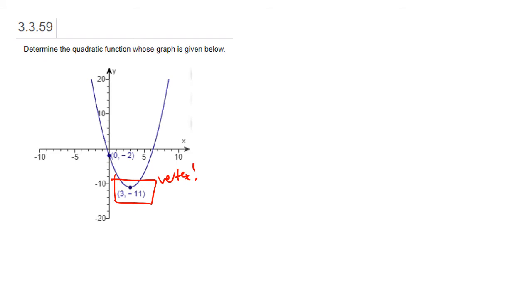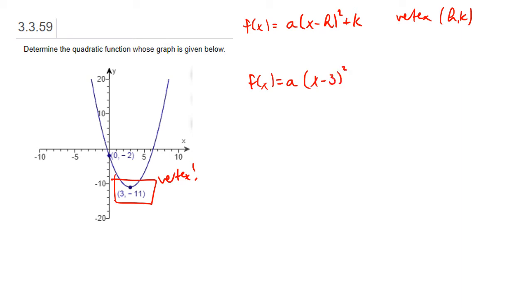So if I rely on vertex form of a parabola, which remember was a times x minus h squared plus k, where the vertex is at h comma k, we immediately see that f of x needs to be a, which I still don't know, times x minus 3 squared plus -11, or x minus 3 squared minus 11. Now the only thing we don't know is a. Everything else is totally known to us at this point, but a is not known.